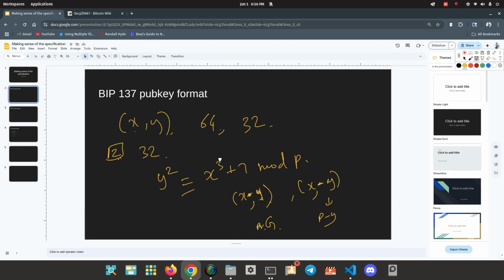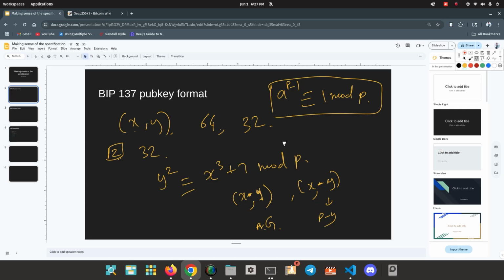But given the x value, how do you determine this y value? How do we derive the formula? How do we take the square root? How does this work in modular arithmetic over p? Remember, we learned in Fermat's little theorem that a to the power p minus 1 is congruent to 1 mod p. We are going to make use of this formula by a simple mathematical trick.